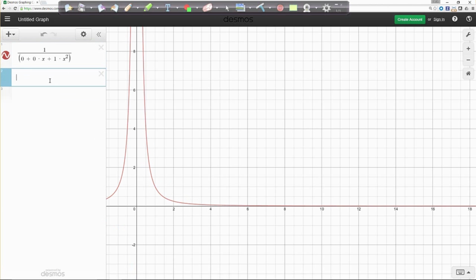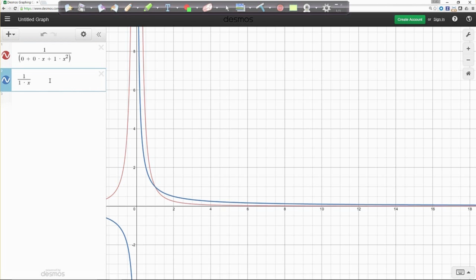Right? In fact, I think it's easier if we compare these two directly. So 1 divided by 1 times x. There we go. Here's the blue, our linear fall off. The red is our quadratic fall off. You can see the quadratic's like, wow, boom, and quadratic gets to zero much faster. So now I'm going to drop the quadratic up here. 1 divided by 1 times x squared. Oops.